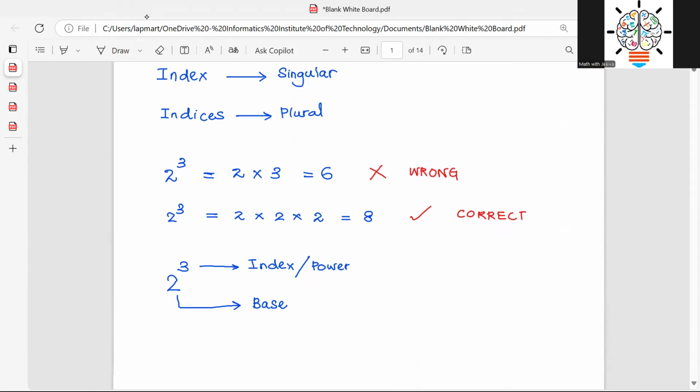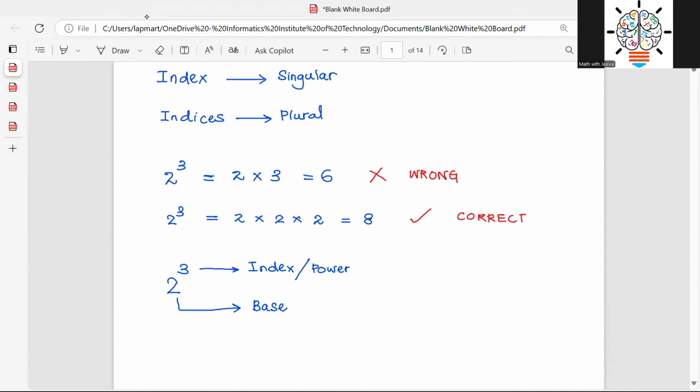So what does this mean? This index tells us something. Here the index is 3, no? What it tells us is how many times we should multiply the base value. I repeat, the index tells us how many times we should multiply the base value. The base value doesn't have to be 2 always. It can be 3, it can be 5, it can be x, it can be m, it can be anything.